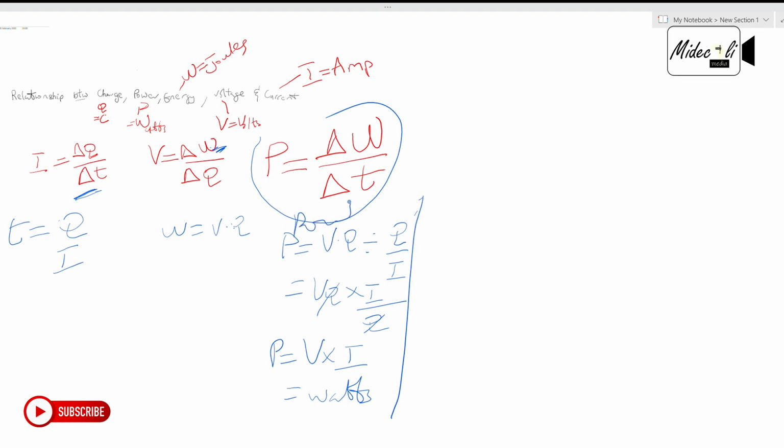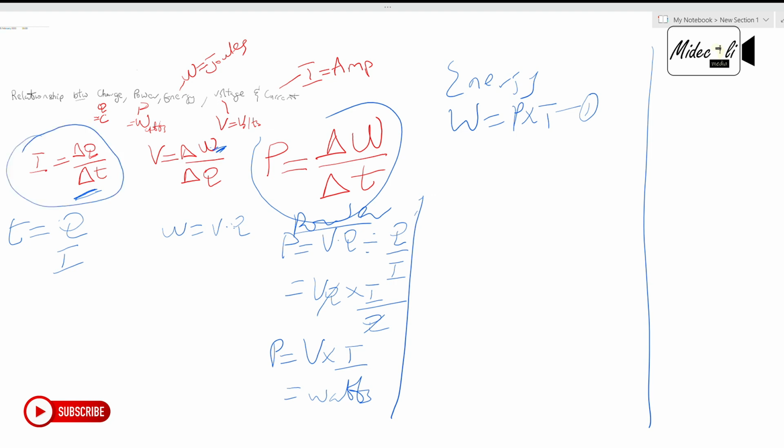This is power. Now for energy, which is W is equal to P times T. This is the first formula, but we could still go far, right? Looking here at our current, we could also say that charge Q is equal to I times T, which is current times time. This is charge Q.